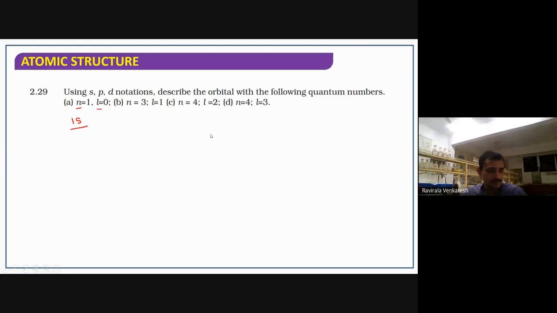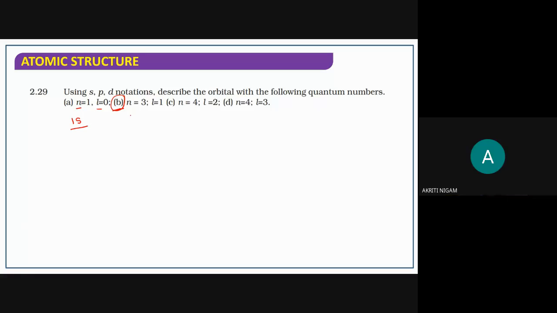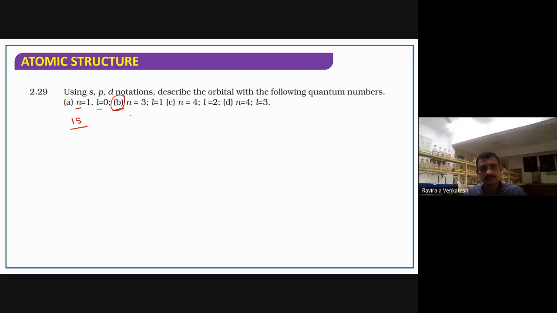Yes, sir. Beta, bolo beta, B ka notation kya hota hai? What is the notation for B? Which notation we are using for B? This one. Sir, yeah, this one, B. Which orbital we have to use here? Which orbital it will be? N is equal to 3, L is equal to 3.